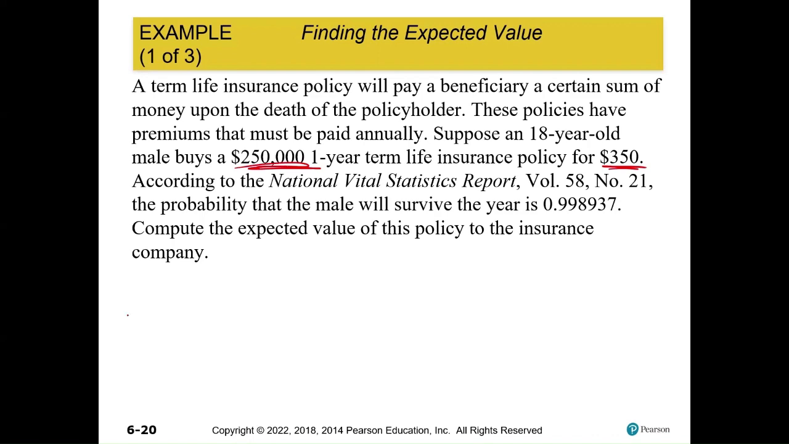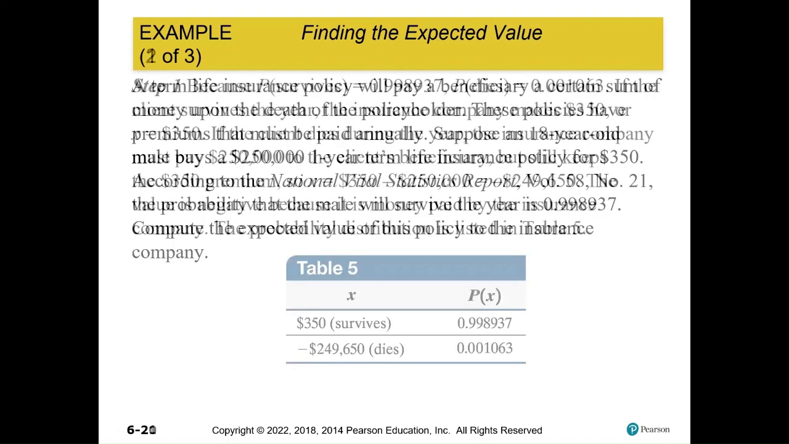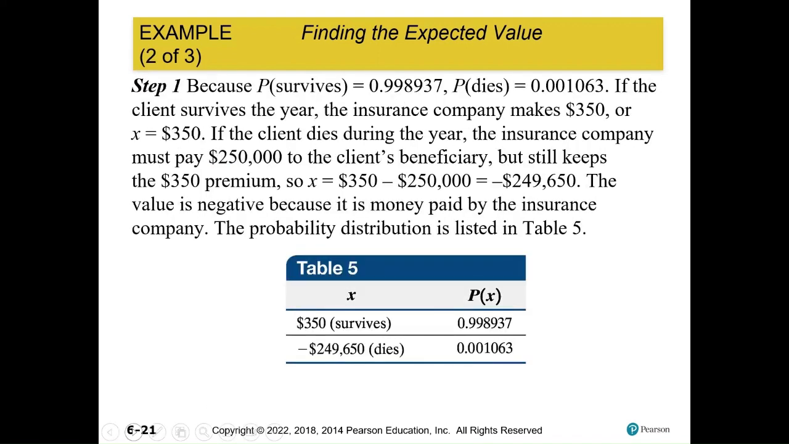Okay, what's the expected value for the insurance company? Here we've got two things: we survive or we die. Those are our two choices. The insurance company will gain $350 if the 18-year-old survives, and they told us that probability was 0.998937.